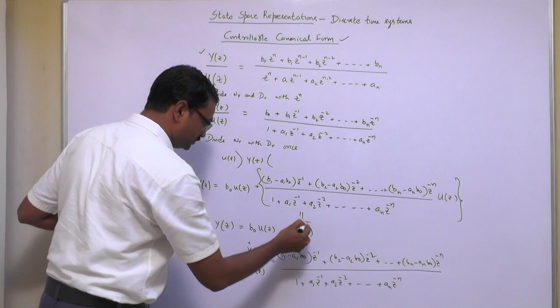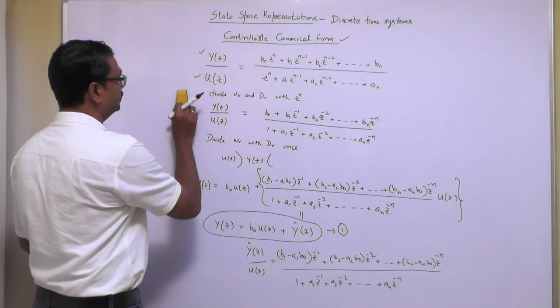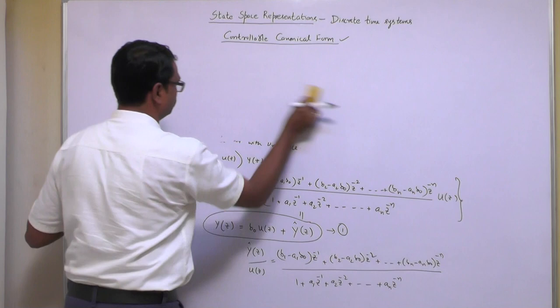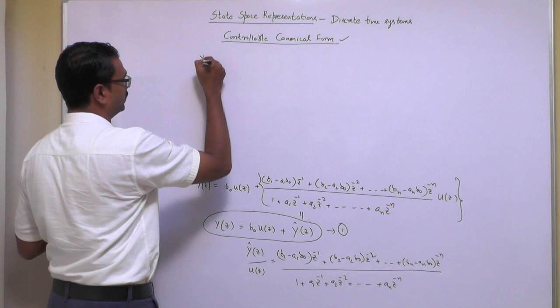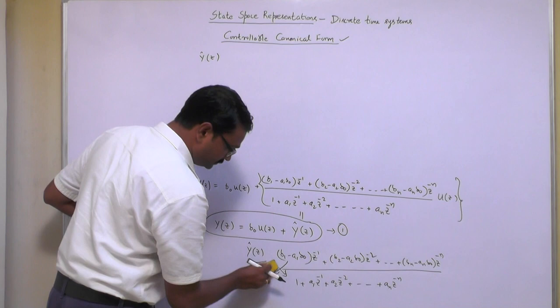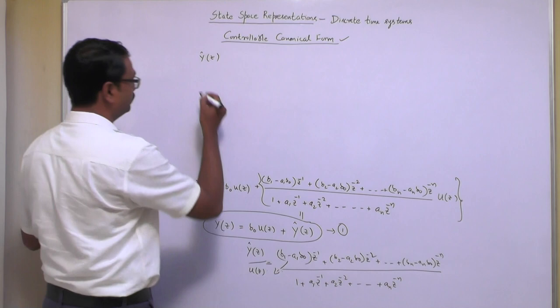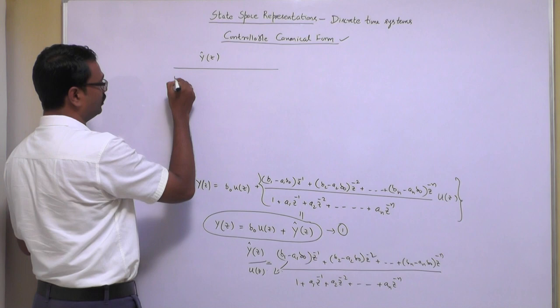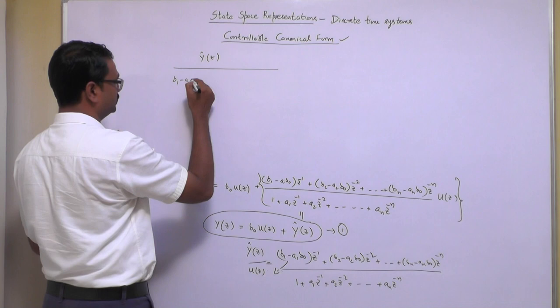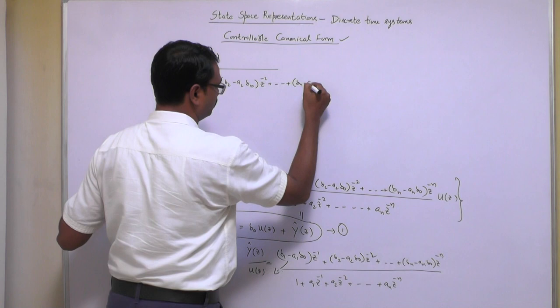Now this equation is important for us. We will be using it in the later part of our derivation. Then Y cap(z)/U(z), if you represent it in this form, you can cross multiply this, bring it down, and this can be taken up. When you bring the numerator of the right hand side to the bottom of Y cap(z) and U(z) is brought up, we are having Y cap(z) by (b1 - a1 b0) z^-1 + (b2 - a2 b0) z^-2 + ... + (bn - an b0) z^-n.